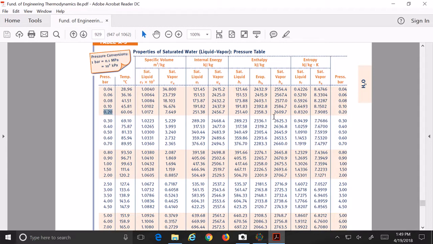So what should be the H? Should be H sub H, no? So it will be table A3. 2,609.7.